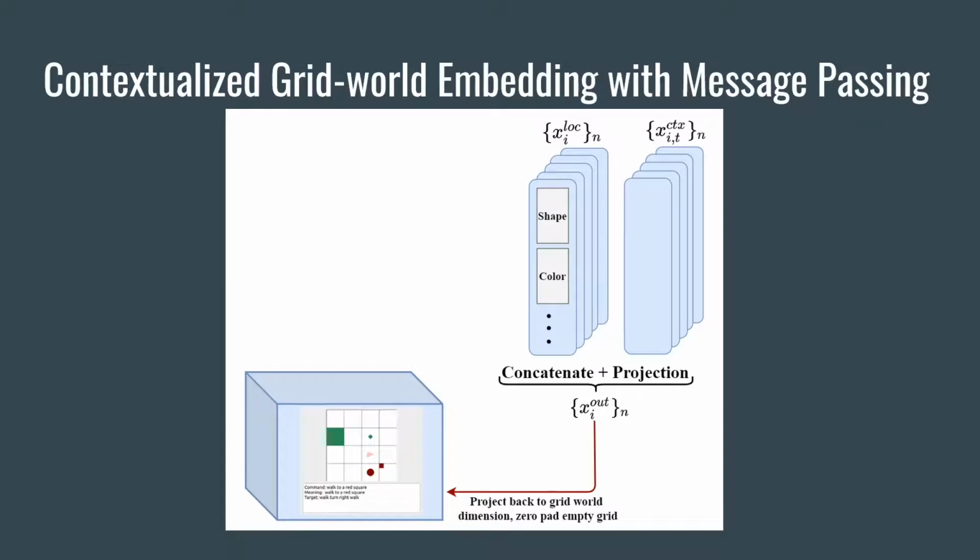After that, we project the concatenation of the object's local embedding and the context embedding from the final round of message passing back to the grid world. At this stage, each object's embedding is projected back to its original location in the grid. For cells in the grid that do not have any object, we pad with a zero vector. Then we send this new tensor as the input to the downstream CNN encoder.